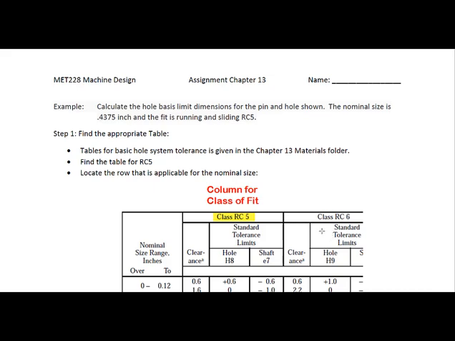So here's the example. Calculate the hole basis limit dimensions for the pin and hole as shown. The nominal size is 0.4375. That's a basic size, that is 7/16. And the fit is a running and sliding fit of RC5. So your first step is to find the appropriate table. I've included the tables for the basic hole system tolerances in the Chapter 13 materials folder. Open up that table, it's just a PDF file, and look for the fit limits for RC5.